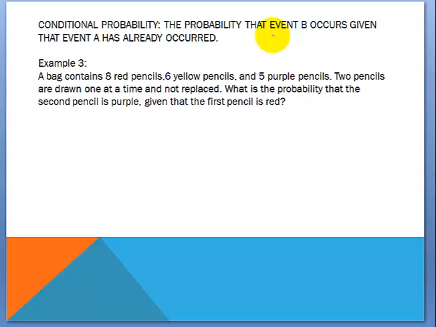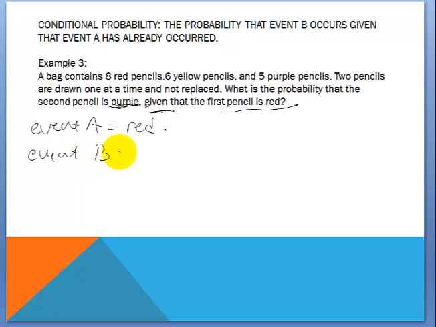So here's a problem. We have a bag of 8 pencils that are red, 6 that are yellow, and 5 that are purple. 2 pencils are drawn one at a time and not replaced. What is the probability that a second pencil is purple given that the first pencil is red? So we're saying that event A, or the first event, is drawing a red pencil, and event B is drawing a purple, but only given that red was drawn first.